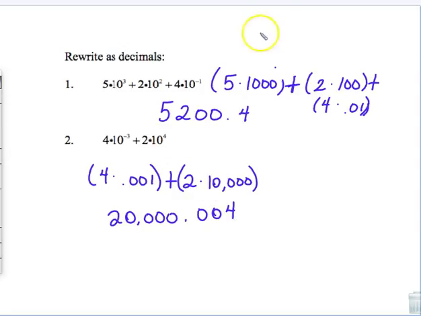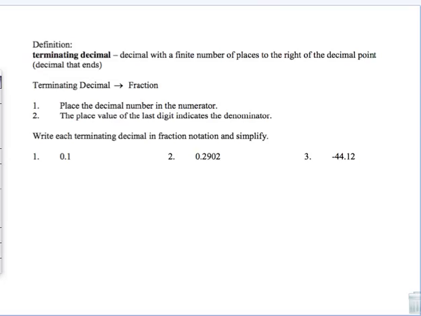Next, we have a definition of a terminating decimal. A terminating decimal is a decimal with finite number of places to the right of the decimal point, a decimal that ends. There are going to be decimals that we come across in this unit that go on infinitely. We know that we have sometimes 2/3, and in decimal form 2/3 is 0.66666, and that goes on infinitely. Finite means that we have a decimal that terminates. So 0.5 or 5/10 is a terminating decimal.